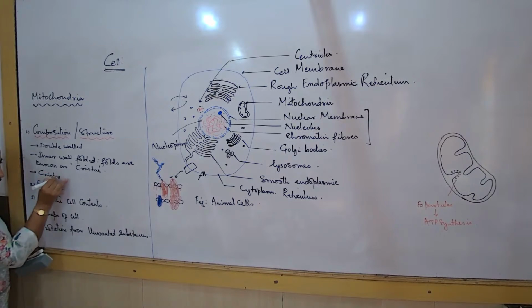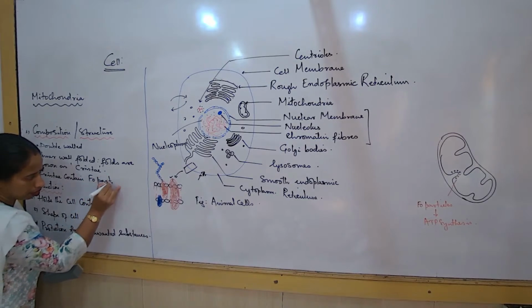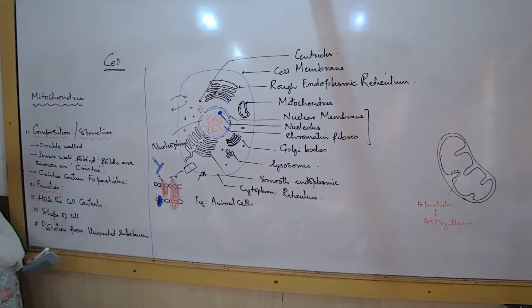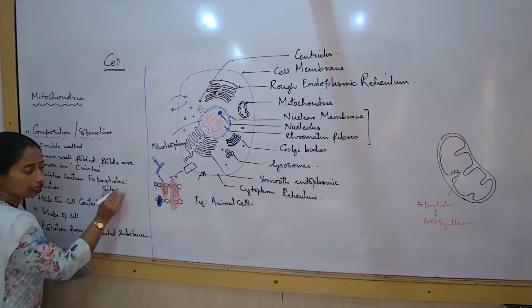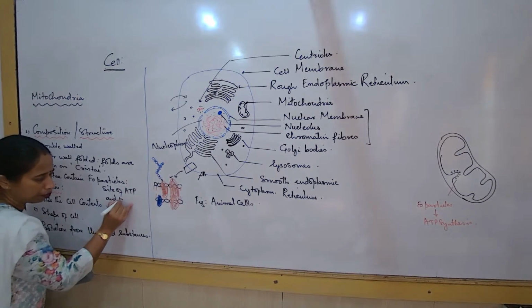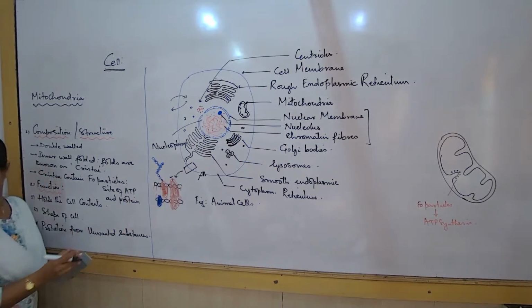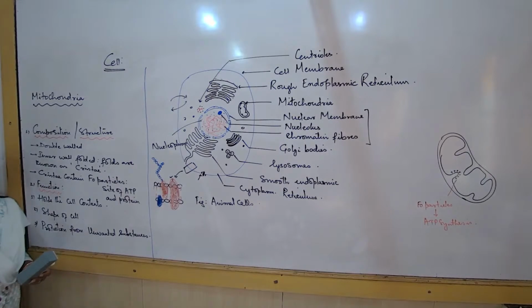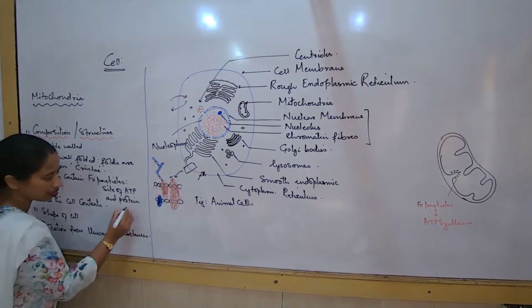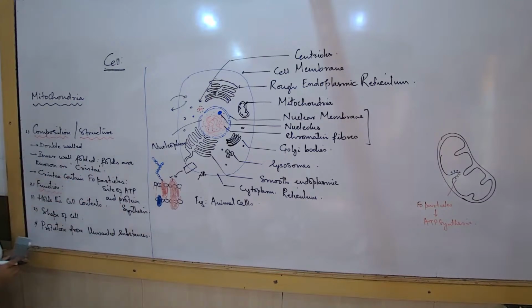The cristae contain the F0 particles. The F0 particles are actually the sites for ATP production along with proteins. Site of ATP and protein synthesis. So this is what you are supposed to write down. So ये हो गया structure.